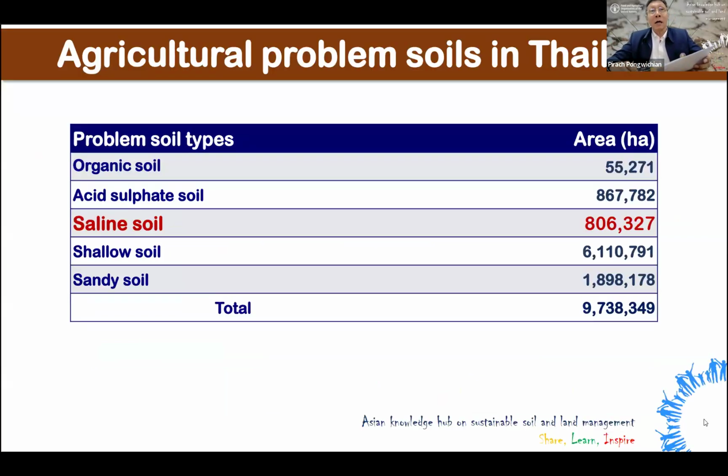Although Thailand is an agricultural country, there are many problem soils. The main problem soil is organic soil. It covers an area of 55,000 hectares.